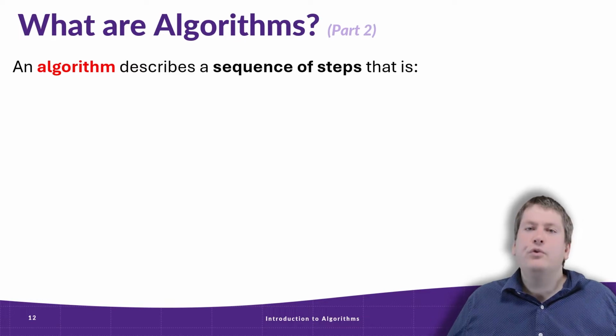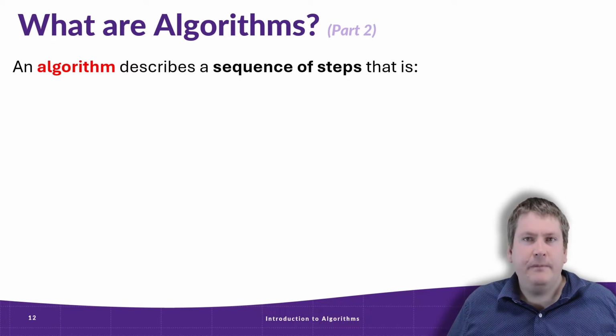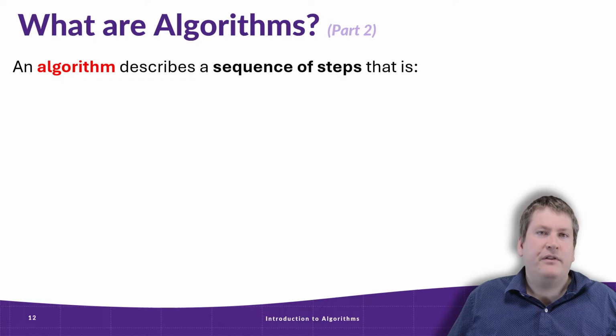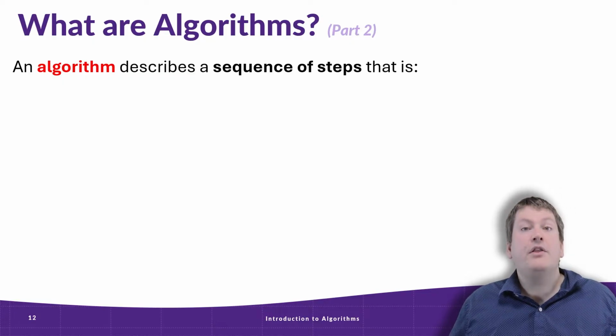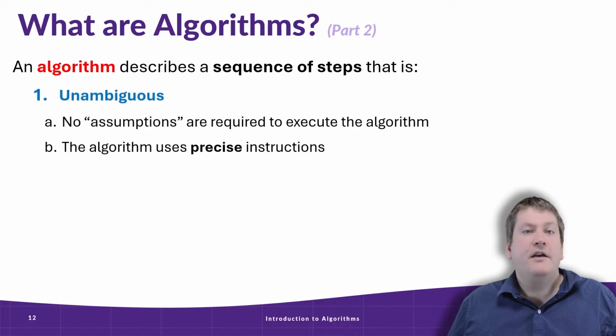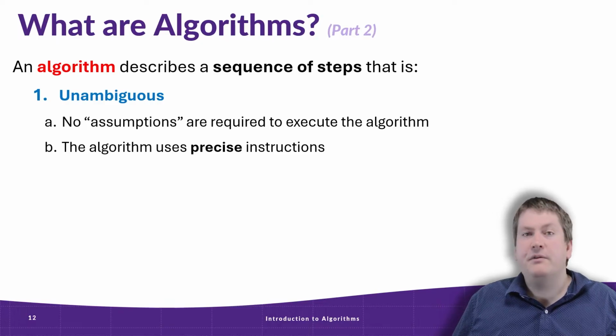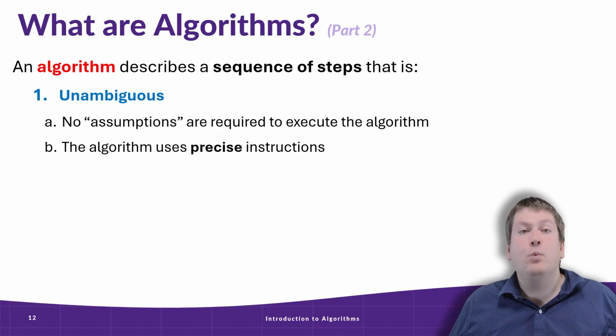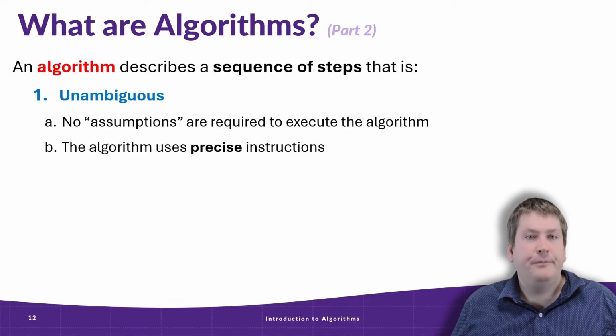So if there's no rules or grammar or syntax for algorithms, what rules do algorithms have to follow? Well, there are 3 properties an algorithm should satisfy. The first is an algorithm should remain unambiguous, meaning that no assumptions are needed to execute the instructions in an algorithm. This also means that each instruction has to be precise, and there can only be one interpretation for how this instruction will be carried out.